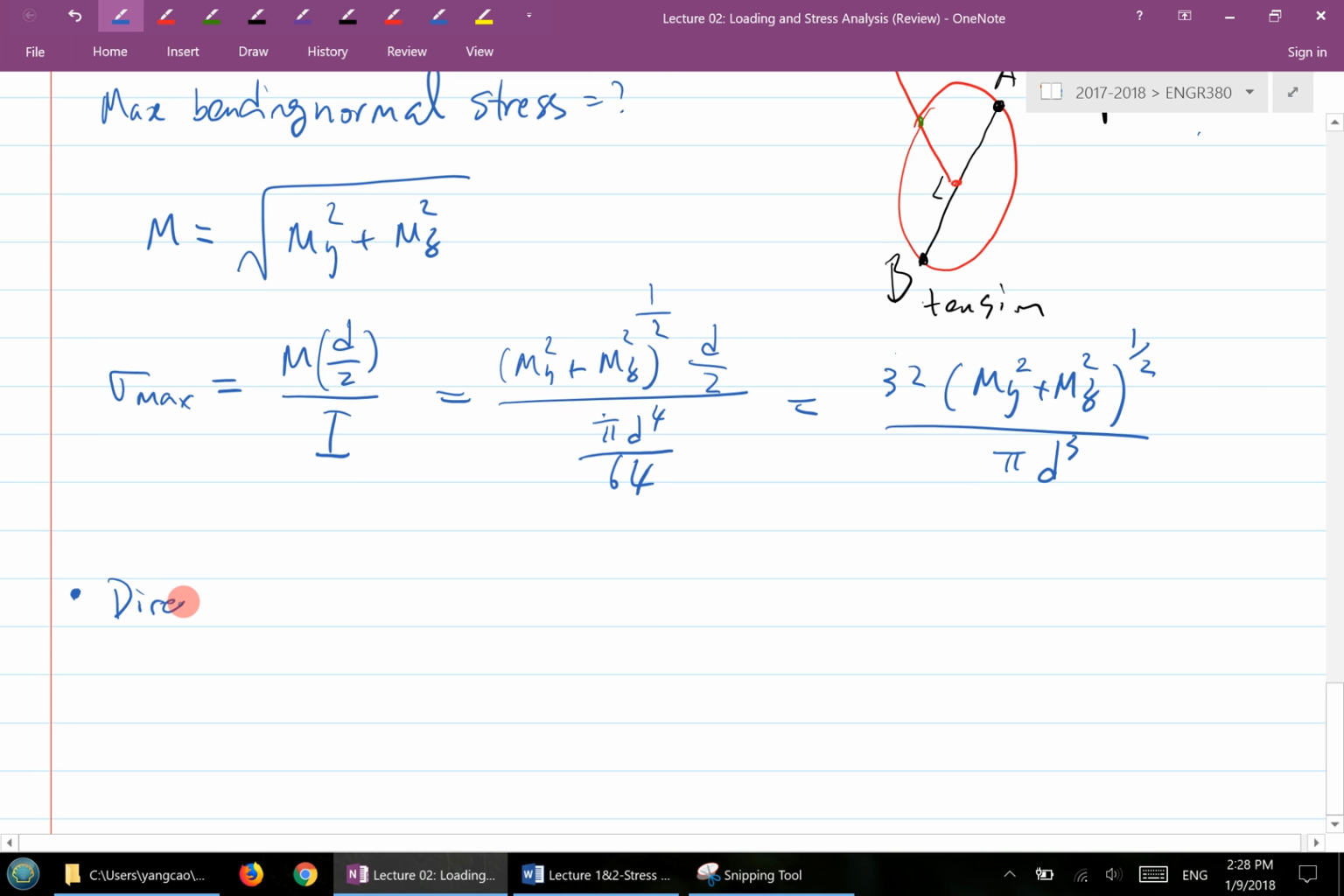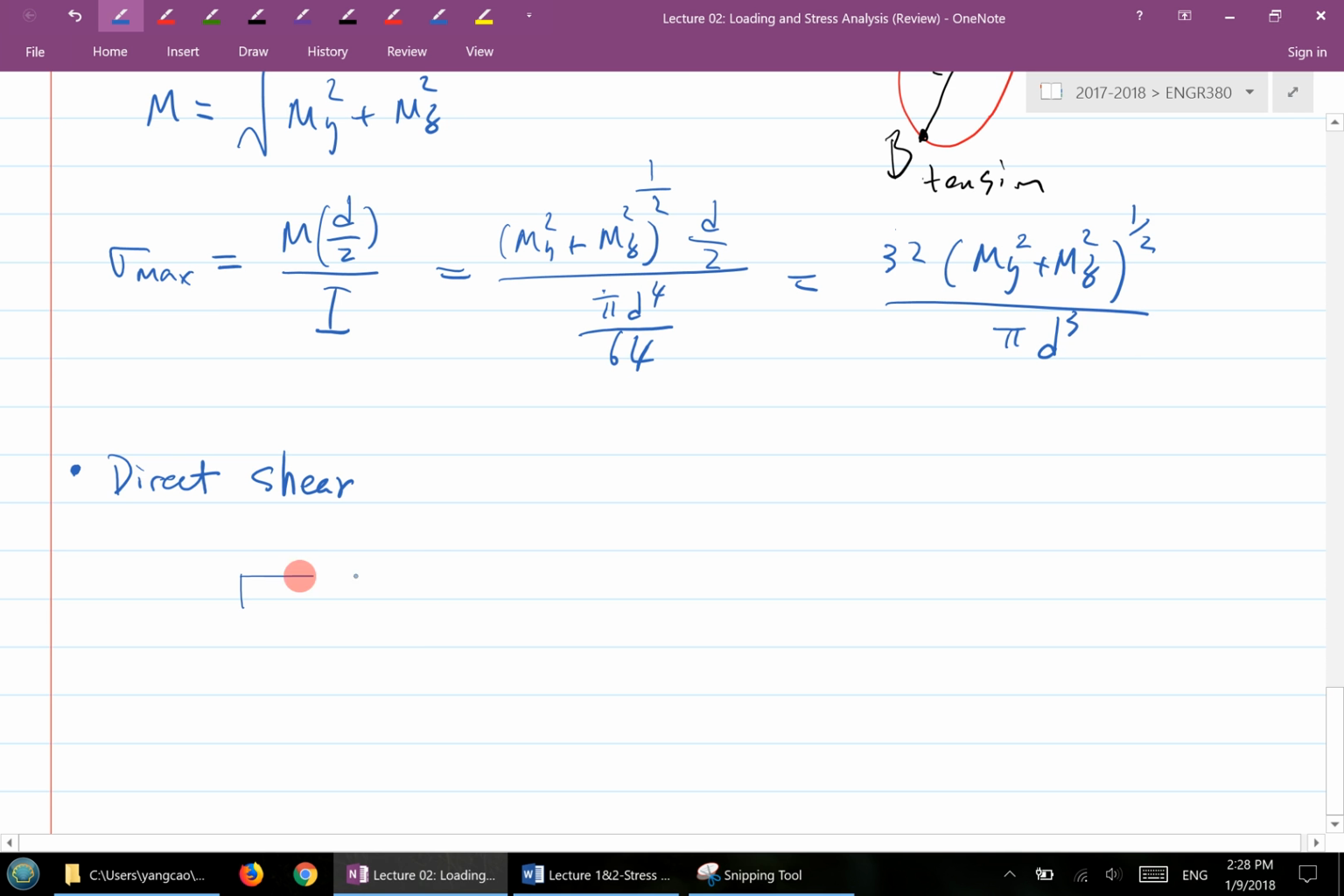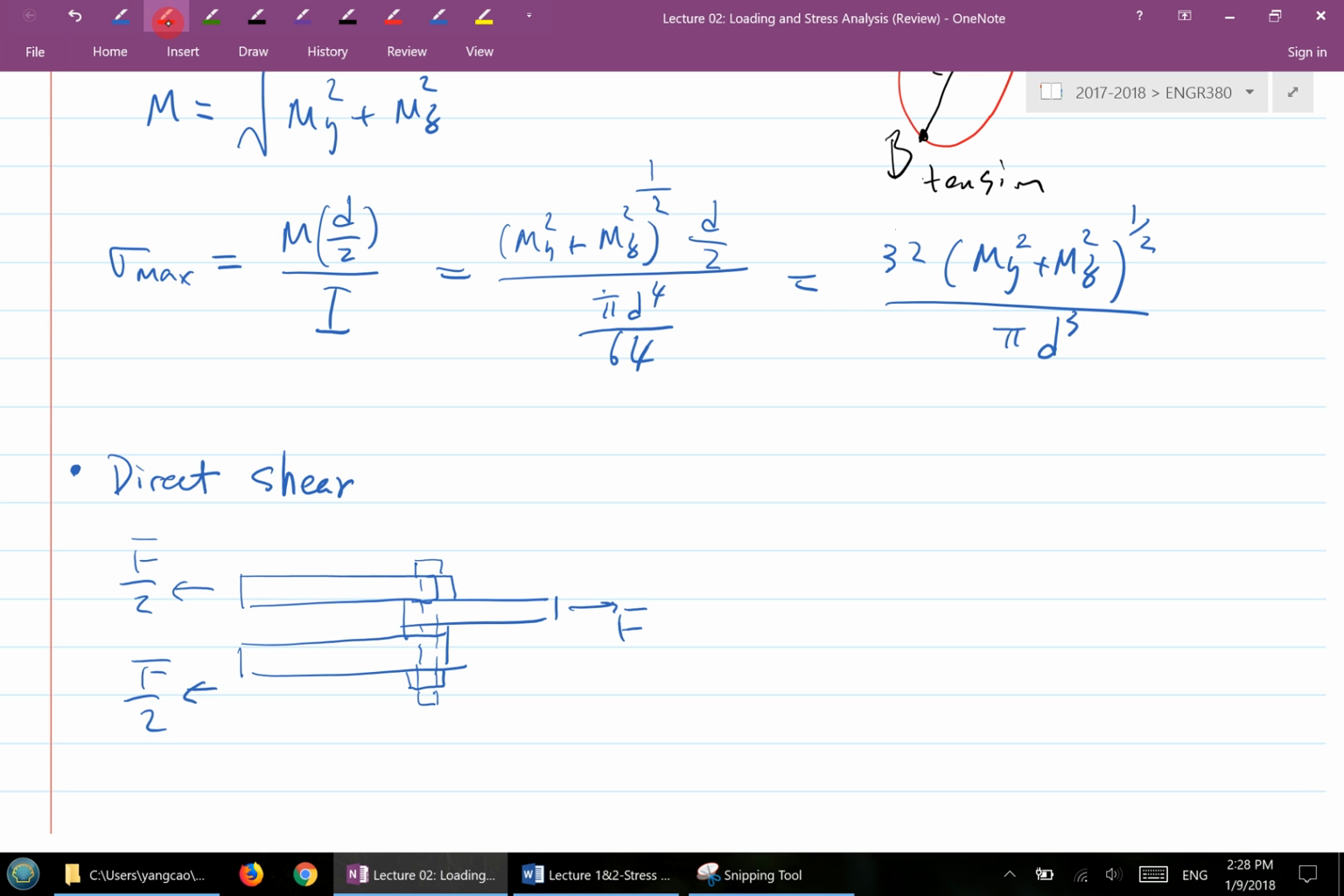The first type of shear stress, as I listed, is called direct shear. So direct shear is a type of shear stress when you have, let's say, three pieces of bar bolted together, and you have a force over here, half a force over here. Then at the cross section on the bolt, you will see the so-called direct shear, because this is a direct shear loading, like a scissor cutting, that type of thing, right?